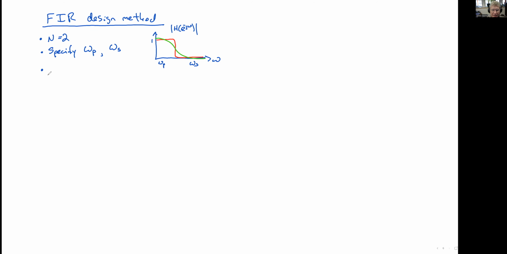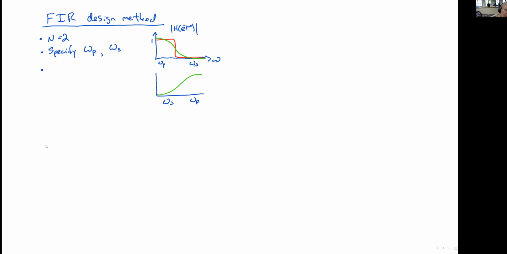But the benefit of this is that you can design it on the fly, meaning you can program it into a microcontroller, and now have the microcontroller change the frequencies that your filter is passing or cutting on the fly. And by the way, this is not only for a low pass like I've just drawn. If your omega pass is up here, and your omega stop is down here, then you'll get a high pass result.